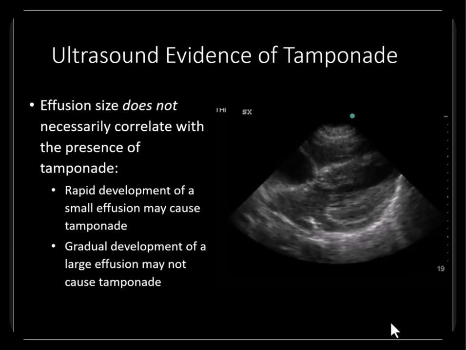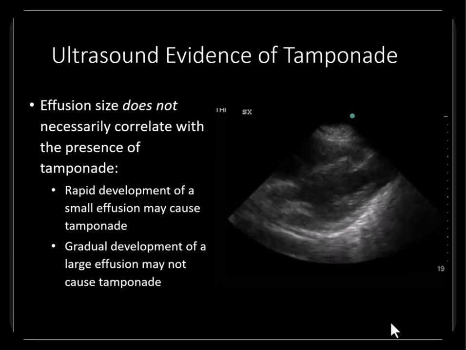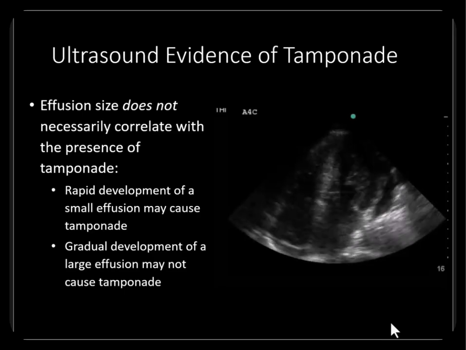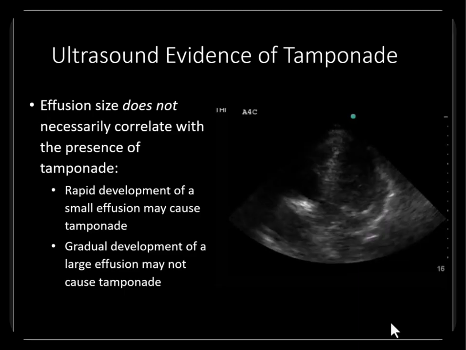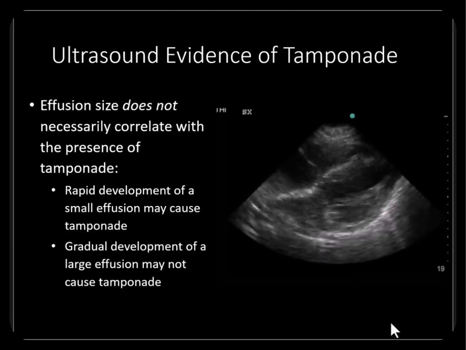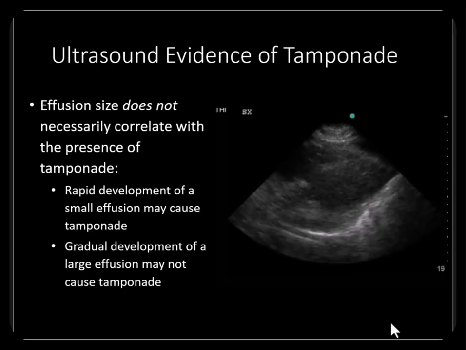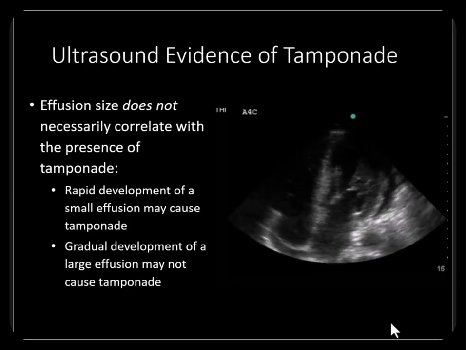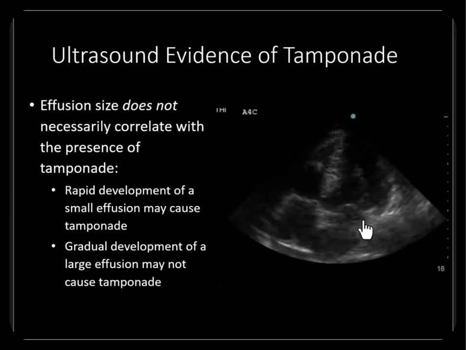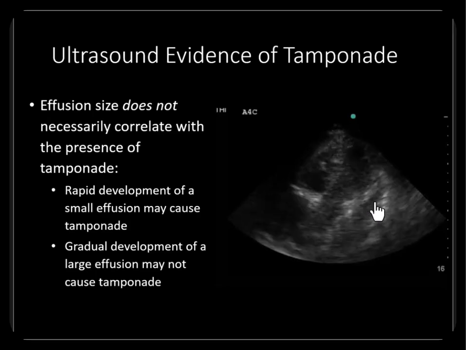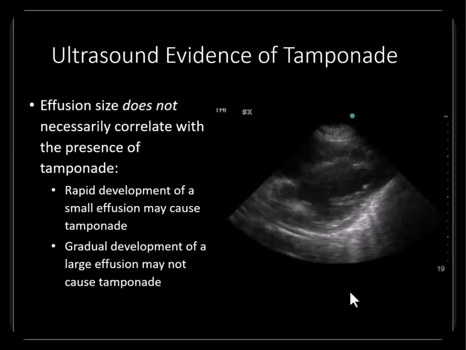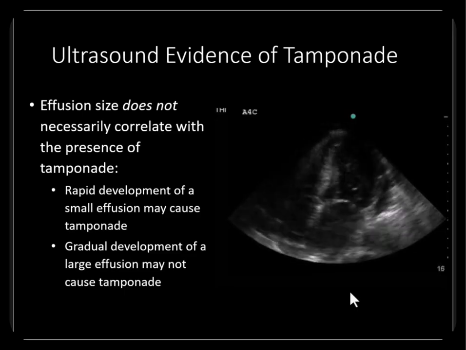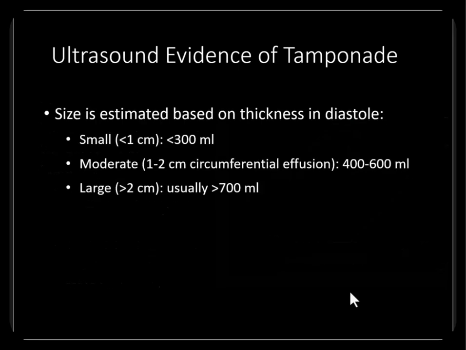Now, with the pericardial effusion, size does not necessarily correlate with the presence of tamponade. So you can have rapid development of a small effusion that can then lead to tamponade, and you can also have a very slow and gradual development of a large effusion that doesn't necessarily cause tamponade. So look at this small effusion wrapping around the apex of the heart. It's small, but in this case, it ended up needing to go to the operating room because it later caused tamponade.